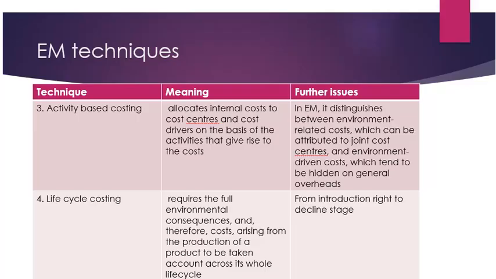So other issues we should consider in activity-based costing are that in environmental accounting, we are going to distinguish between environmental related costs, costs which are directly related to the environment, and these products can either be attributed jointly to cost centers, and they can also be environmental driven. One good example of joint costs: sugarcane. Right? If you are processing sugarcane, you expect to produce sugar, and you also expect to produce ethanol. So those are joint costs.